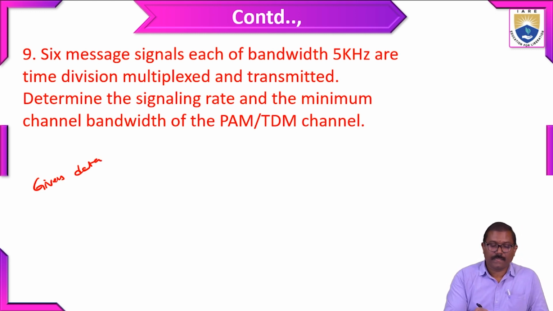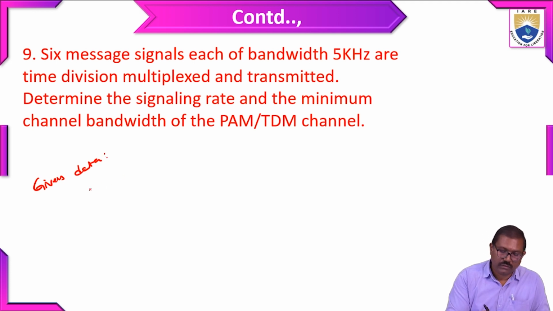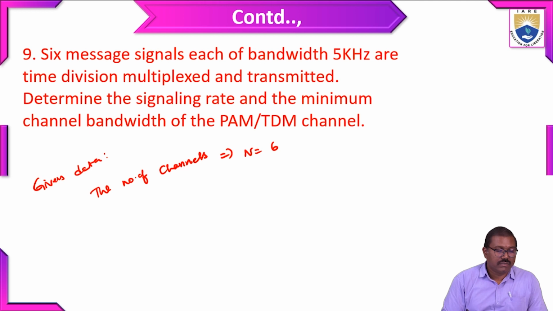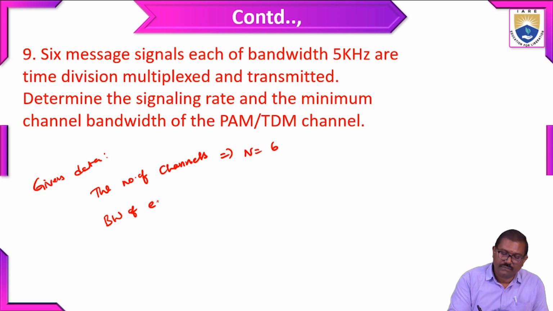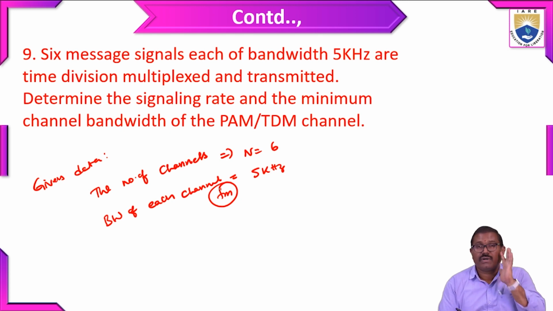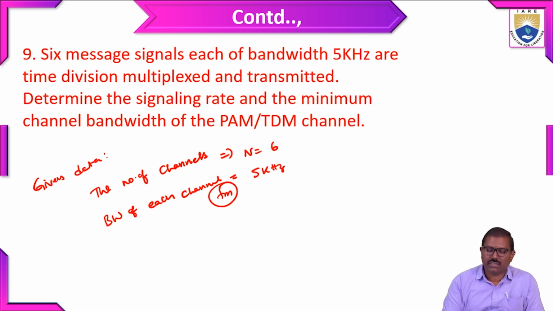So how many channels? 6. The number of channels is 6. The bandwidth of each channel is 5 kilohertz. Here you can call it fm. Why? Each signal is band limited to some given frequency. So here each channel bandwidth is fm.